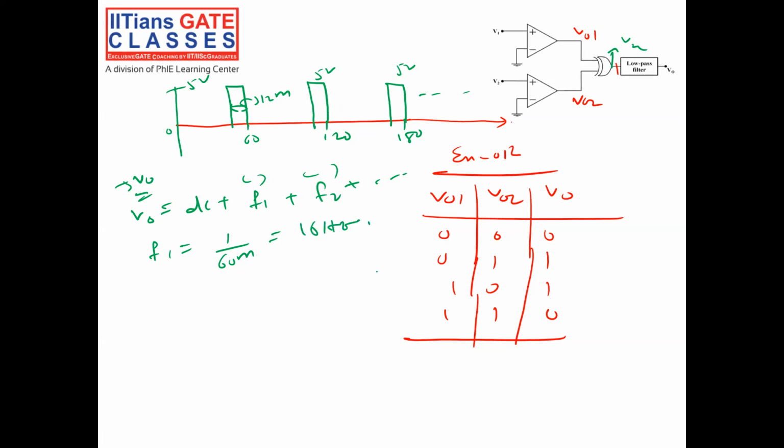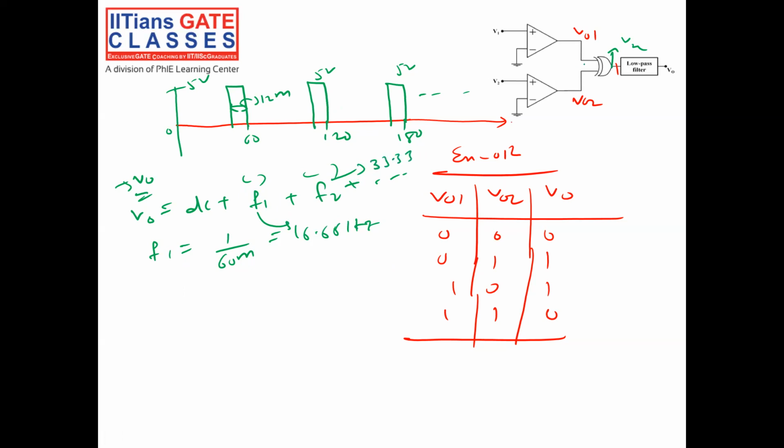16 hertz. So the fundamental frequency component is 16 hertz. F2 is 16 into 2. This is actually 16.66 hertz. So F1 is 16.66 hertz. F2 is into 2, nothing but F1 into 2. F2 will be 32.33, 33. Then it will continue.